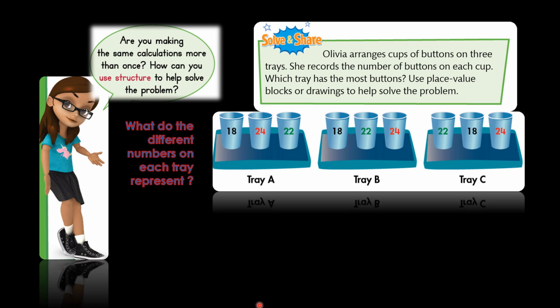So, what do the different numbers on each tray represent? Let's think about that. Well, the number of buttons on each cup. All right. She arranges cups of buttons. Hopefully, we know what that means. How will you use the numbers to help solve the problem? Now, remember, the problem says which tray has the most buttons? Okay. Which tray has the most buttons?